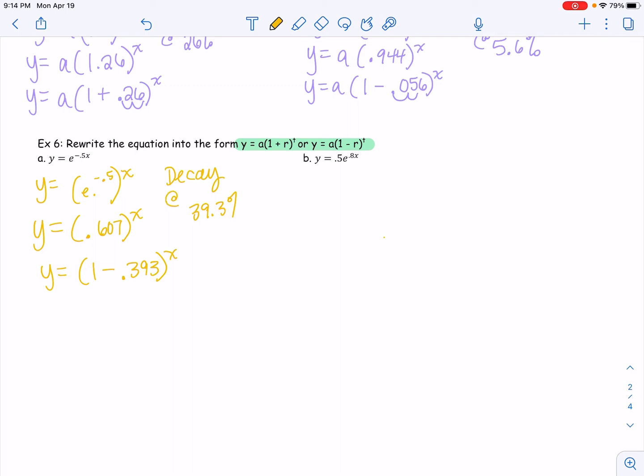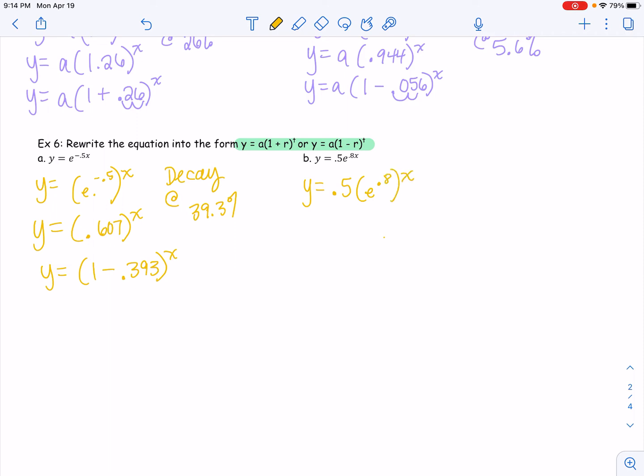And then one more time. Remember, what is your base? It's just e. The 0.5 is just the initial value, or you can think of it as a vertical compression. So it's not going to affect your answer at all. So we have 0.5 times e to the 0.8 power raised to the x.